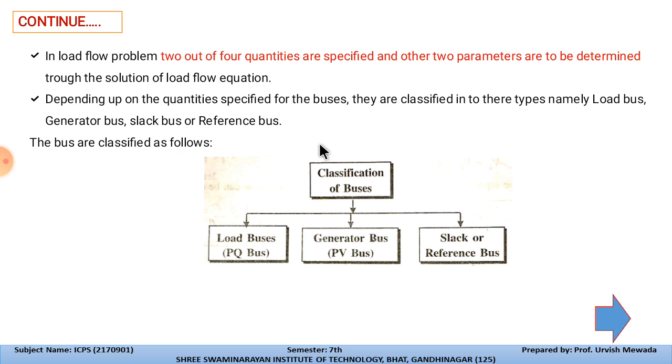Now depending upon the quantities specified for the buses, they are classified into 3 types, namely load bus, generator bus, and the slack bus, or we can say reference bus. Slack bus is also known as the reference bus. So buses are classified basically under 3 names. The load bus is also called the PQ bus, the generator bus, because we are transferring the generating voltage, is called the PV bus, and the slack bus or the reference bus.